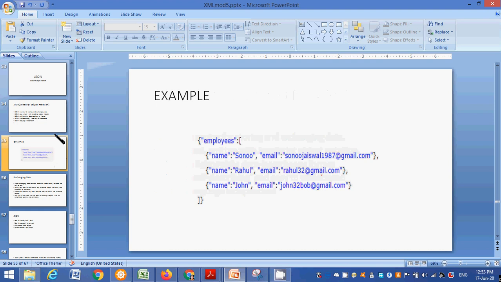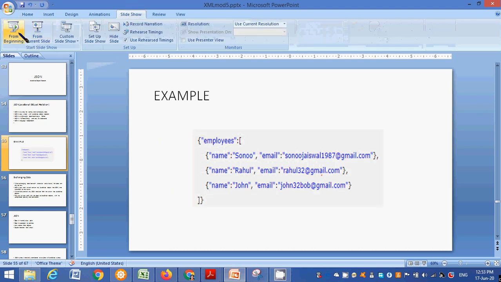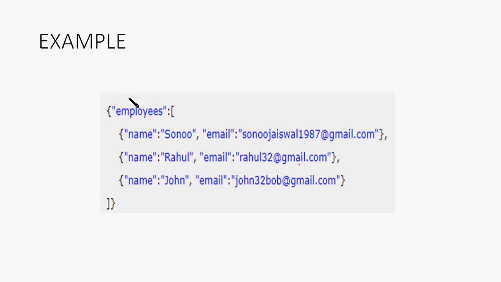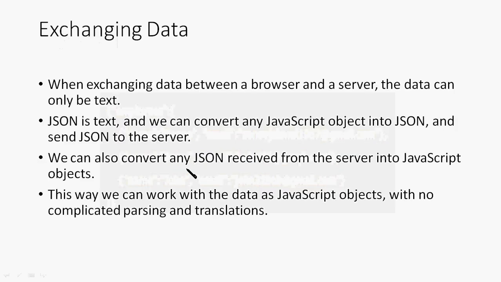This is an example of JSON code. Here you can see an employee JSON object is created, and it has name Sonu and email sonujsl1987@gmail.com. Here you can see that in JSON we are using curly braces, and here you can see a square bracket. Square brackets indicate arrays in JSON. Here employee has 3 array variables: one is Sonu with the corresponding mail ID, Rahul with the corresponding mail ID, and John with the corresponding mail ID.